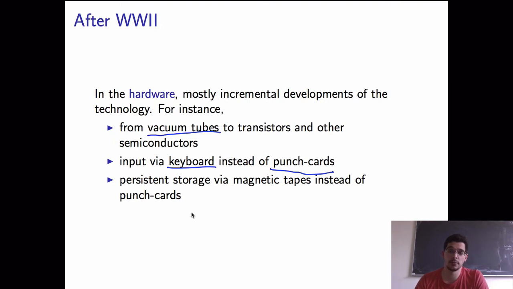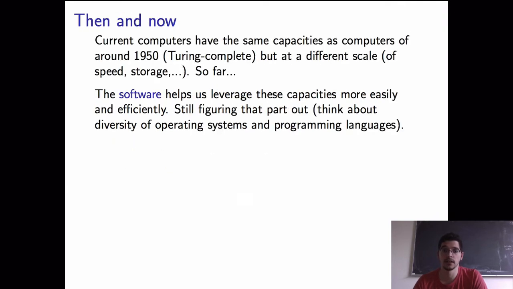And for persistency, so to be able to keep the data for a long time and to keep a much larger amount of data, the punch cards were replaced for persistent storage by magnetic tapes, or nowadays by hard disks, or maybe magnetic tapes if you really have a lot of data. So if you compare a computer from nowadays and a computer from around 1950, they can basically perform the same type of task. The main difference is on the scale. So the scale of the speed, the scale of the storage, all those things are very different now than they were in the 50s.